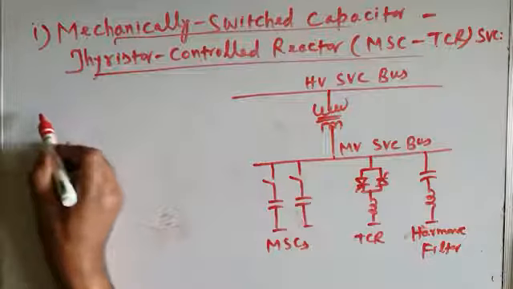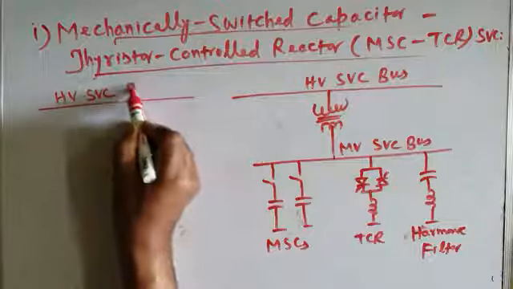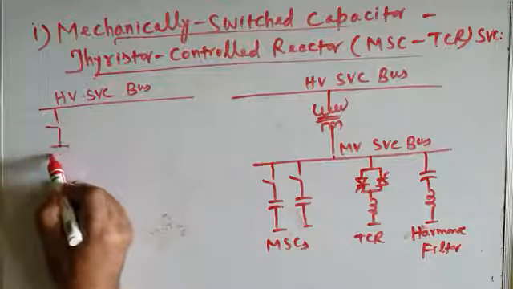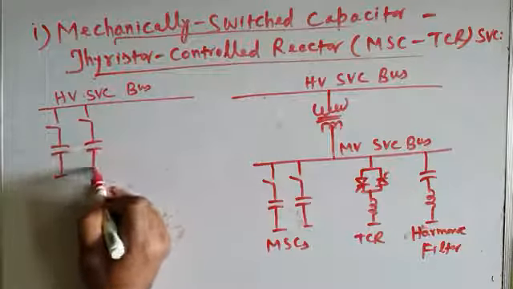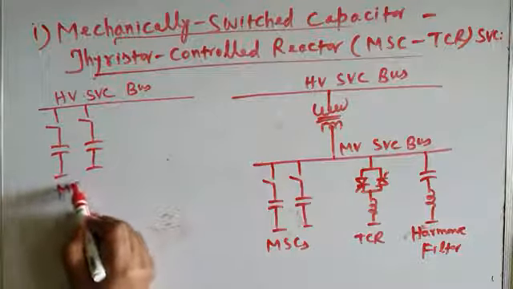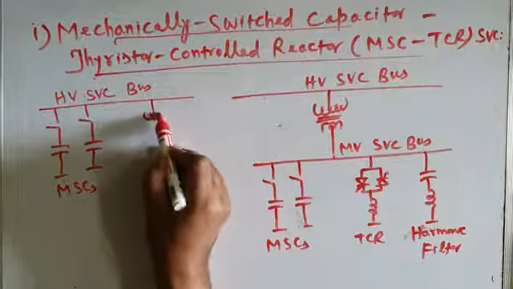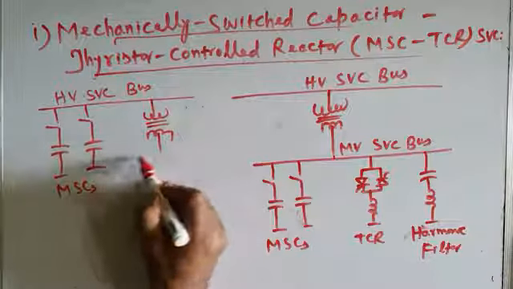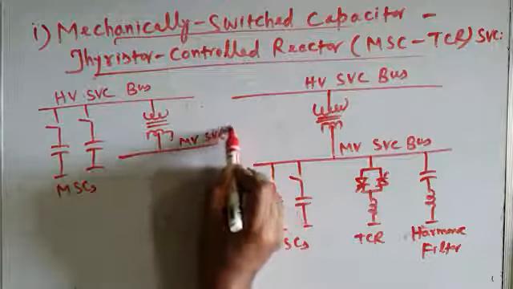Another configuration may be like this. Again, this is our high voltage SVC bus. And then these are the mechanically switched capacitors, MSCs, which are directly connected to the high voltage bus. And then the medium voltage bus is created like this. This is the medium voltage bus, MV SVC bus.